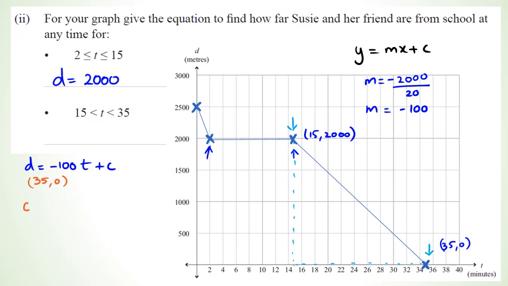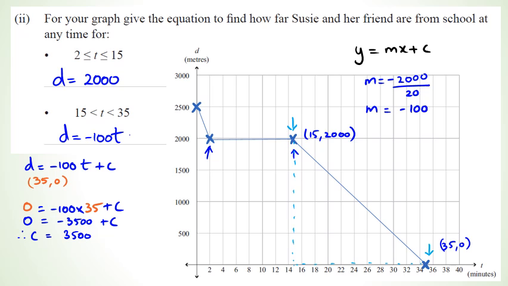Okay, so when I do that, I get 0 equals minus 100 multiplied by 35 plus c. So I'm going to have 0 equals minus 3500 plus c. Therefore, c is equal to 3500. So the equation that I'm looking at is d equals minus 100t plus 3500.